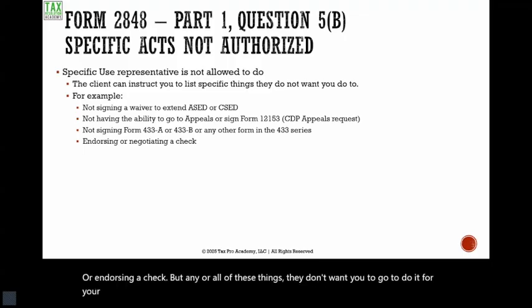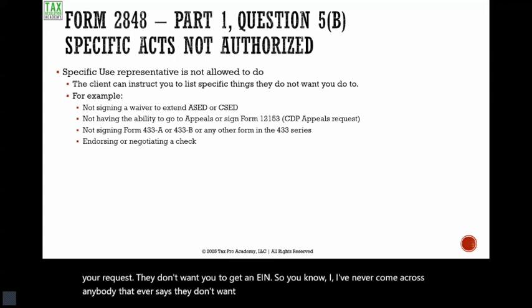They don't want you to get an EIN. So, I've never come across anybody that ever says they don't want that, but there is a spot there that they can say, hey, I don't want you to do this, that, and the other.